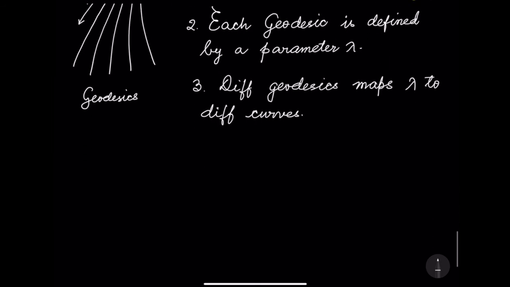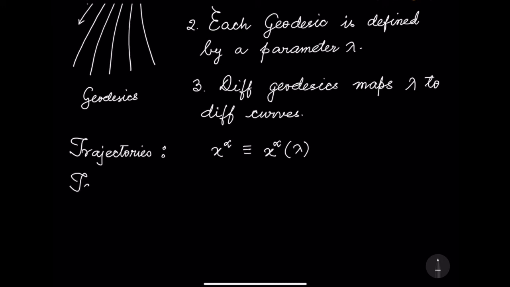So let's define the trajectories. Well, x alpha, now alpha can be 0, 1, 2, 3. This x alpha is the value in the trajectory you get by putting in the value of lambda in the functions x alpha of lambda. And the tangent vectors, we can also define the tangent vectors along the curve.